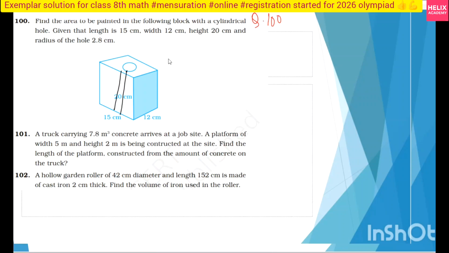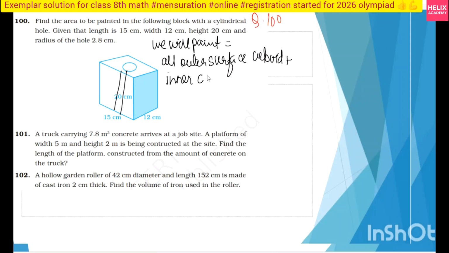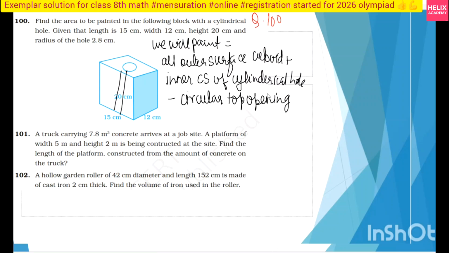So what we will paint, first I will write, is equal to all outer surface of the cuboid, plus inner curved surface of the cylindrical hole. But we won't paint the upper opening, so minus the circular top opening. Okay, is this okay? Next, this is the entire thing I have to calculate. So I will calculate one by one. First I will calculate the surface area of the cuboid.